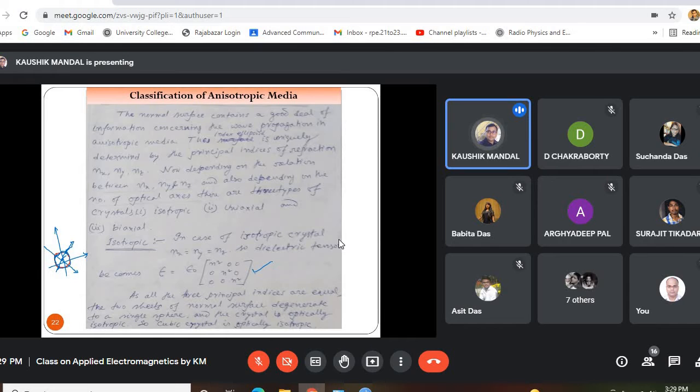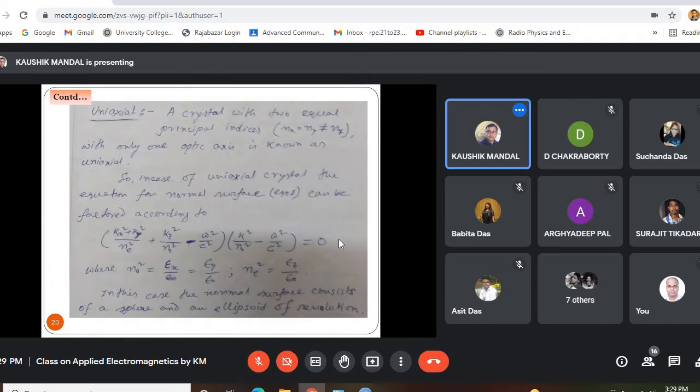So if you are doing some work with an isotropic crystal, then there is no need to worry about the incidence angle. Whatever the incidence angle or the direction of propagation, it will face a single phase velocity.